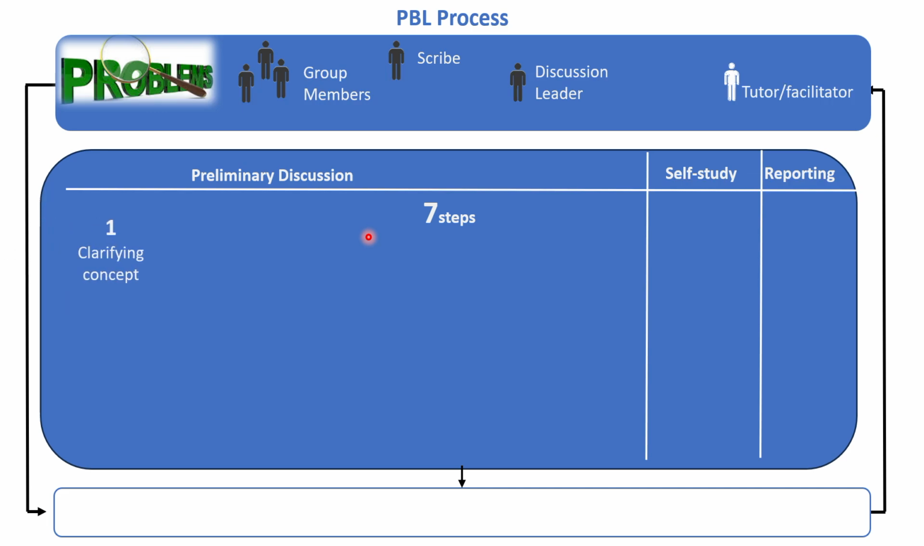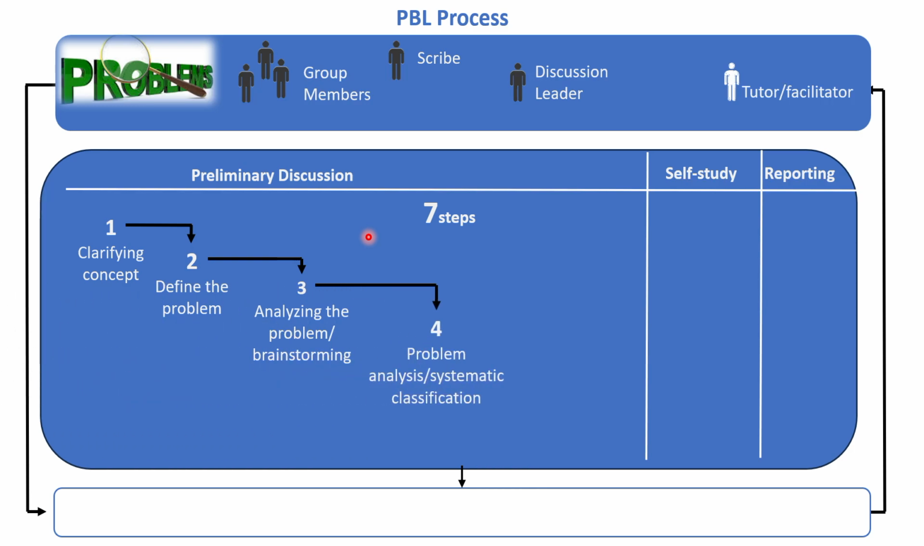In the first step, when the students receive the case scenario, they should clarify the concepts and know the difficult terms. Then they should define the problem. What is the problem about? Then they have to analyze the problem and brainstorm. I will give you an example for each one. Then they have to do initial concept mapping by problem analysis and systemic classification. Then they have to formulate the learning objectives.